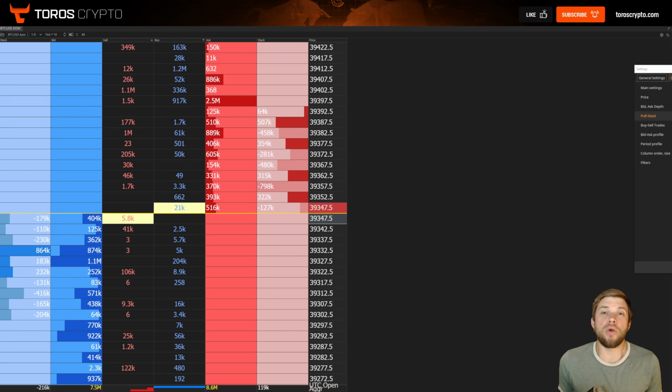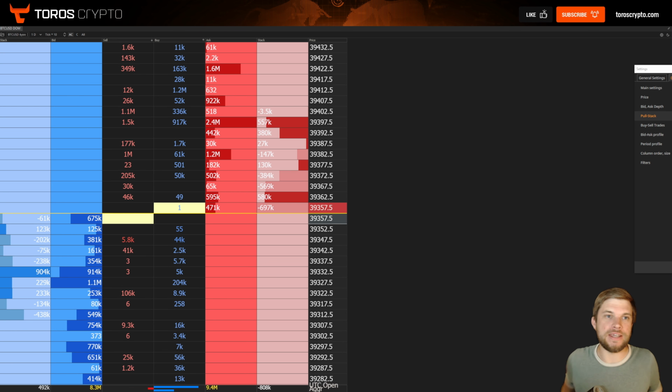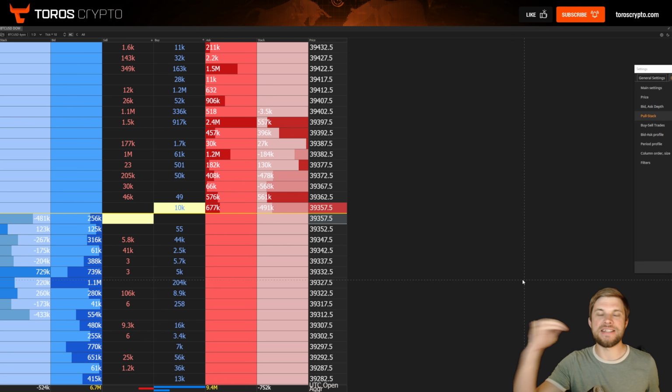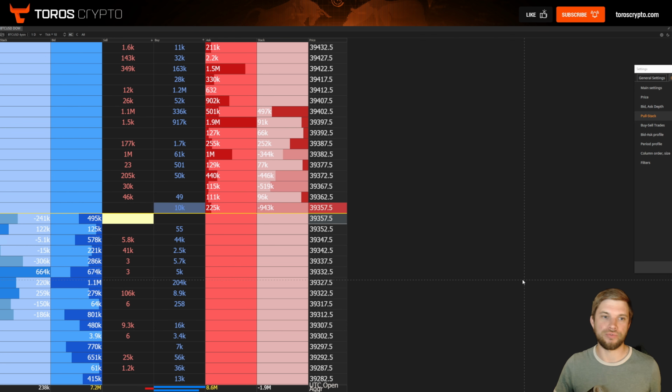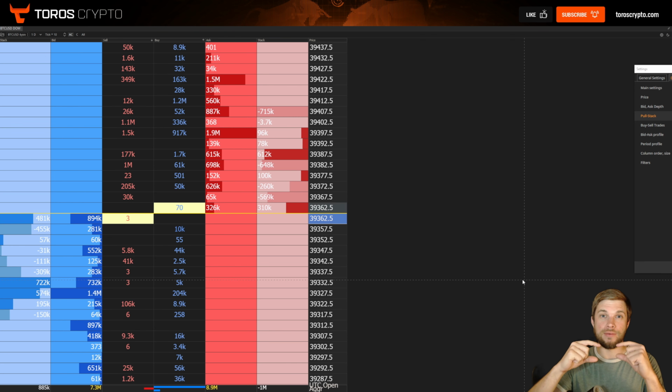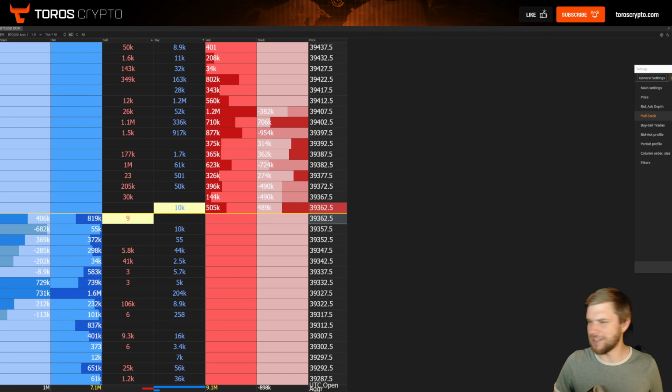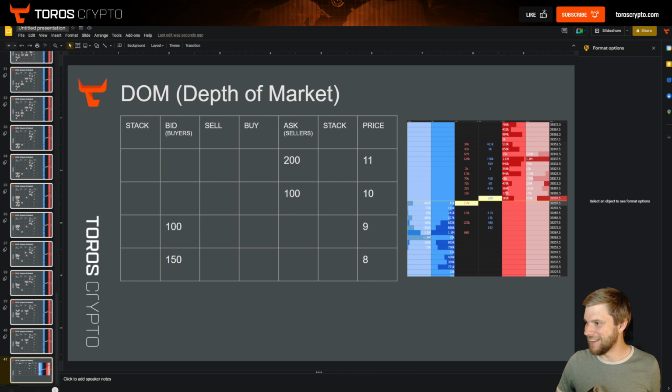So essentially what the pull stack is showing you is the change in liquidity at a particular price. It's the net addition or subtraction from what is resting in the order book at that particular price. Now I'm just going to explain that over here quickly on PowerPoint again, because it is a little bit confusing.